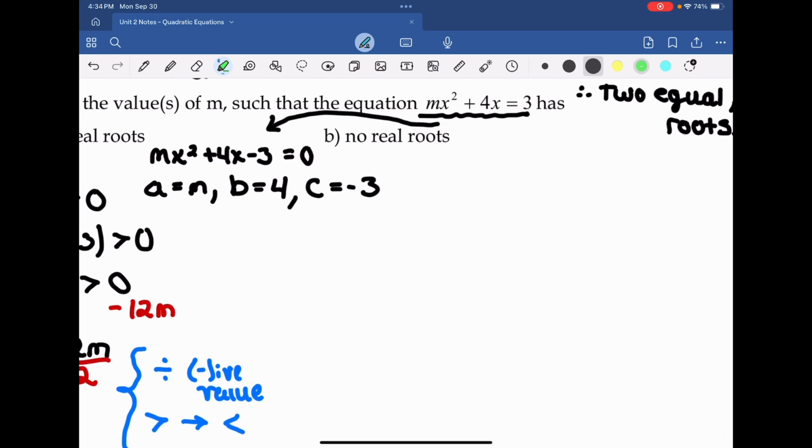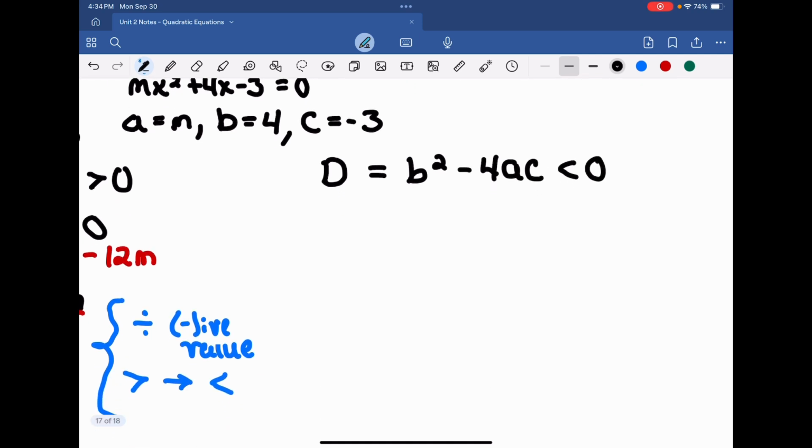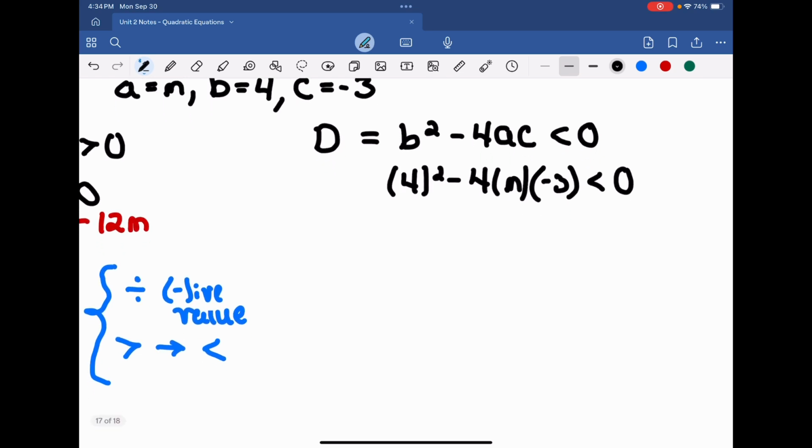All right, let's go to where we have the discriminant such that it will give us no real roots. Now, to have no real roots, we need a discriminant that is actually less than 0. And so we're going to go: discriminant is equal to b squared minus 4ac, which is less than 0. Let's start plugging in the values. The b value was 4. The a value was the arbitrary m. The c value was negative 3. Must be less than 0.